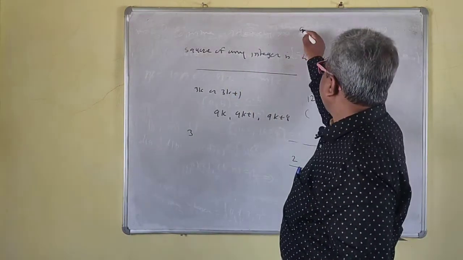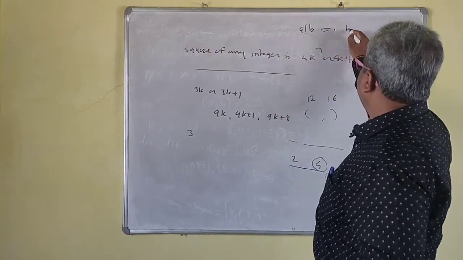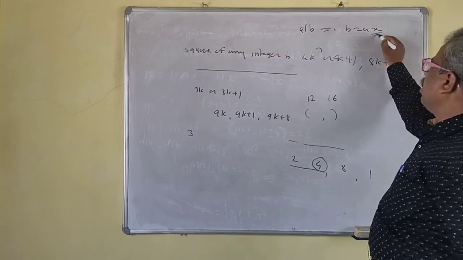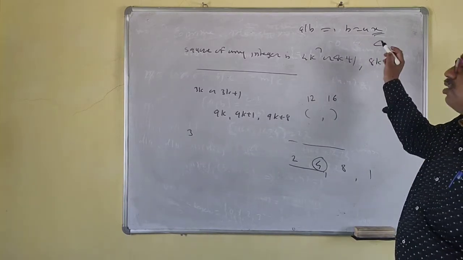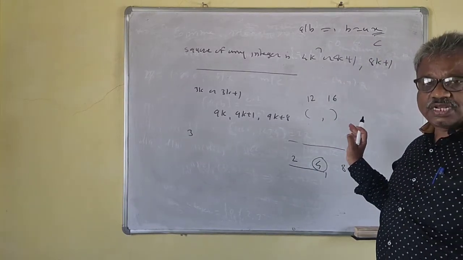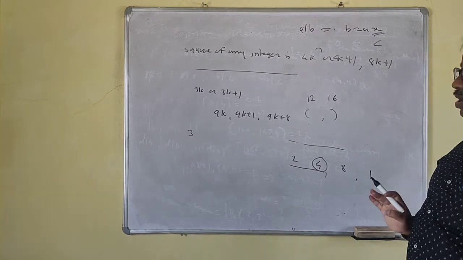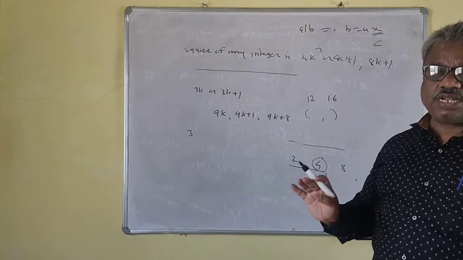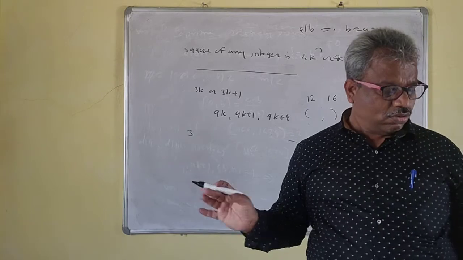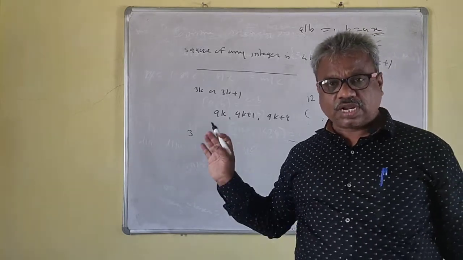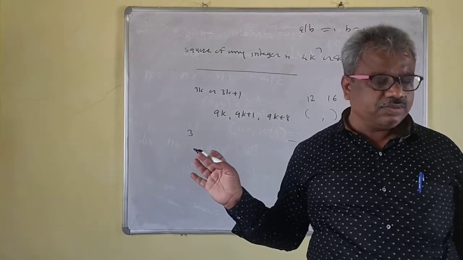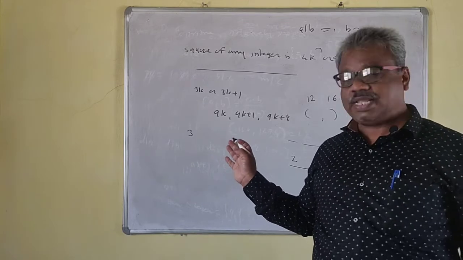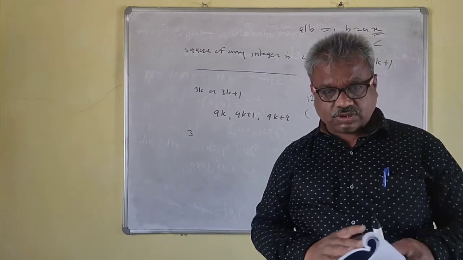I hope you understand the divisibility. Only you should remember that A divides B means B is equal to AX, where X should be an integer. This is the main part. Try to understand all those things and try to solve some problems. Read this once and again and again. So I will stop here. Thank you.